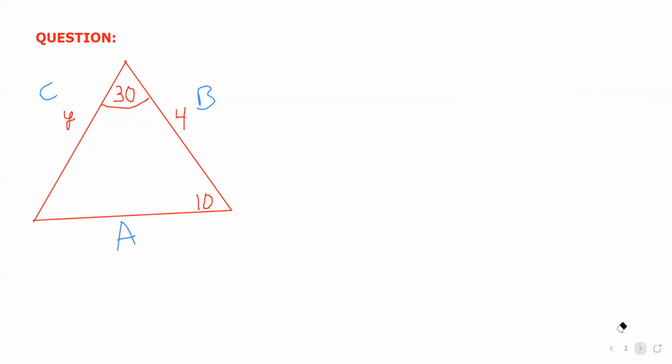I think I missed a value here. A is supposed to be 5. Yeah, so there's the 5. I think I forgot to put it. But anyway, let's go.